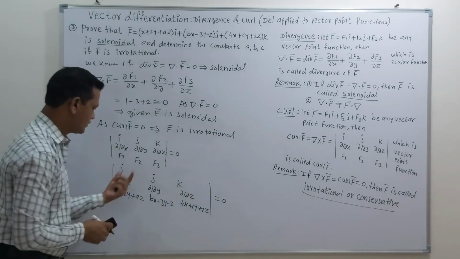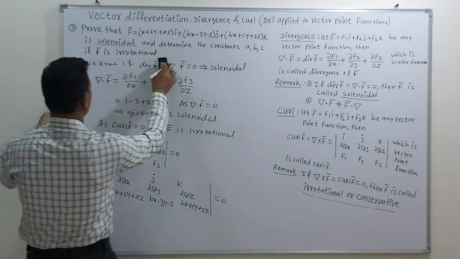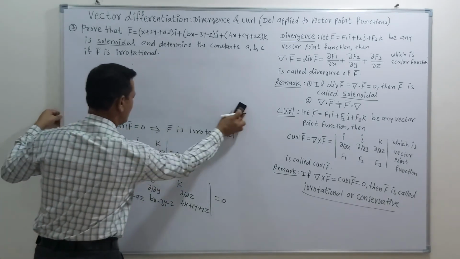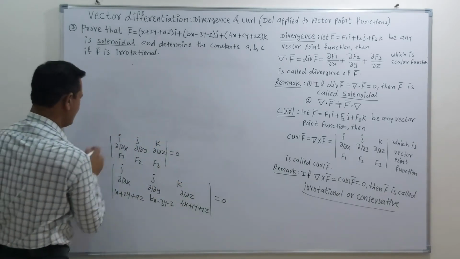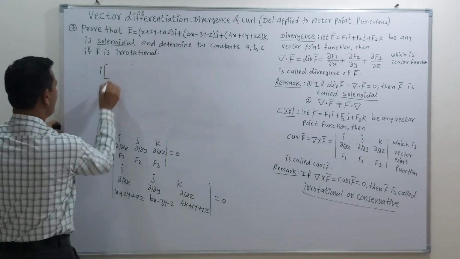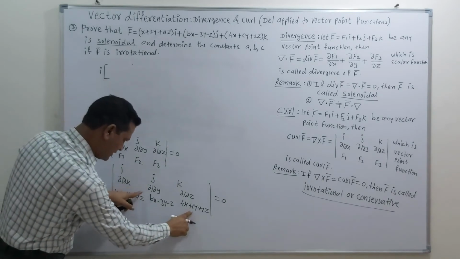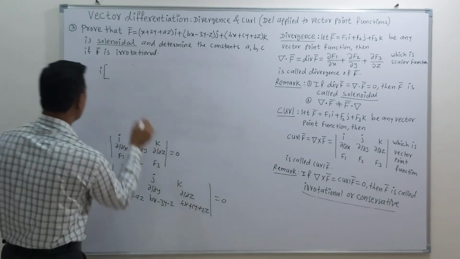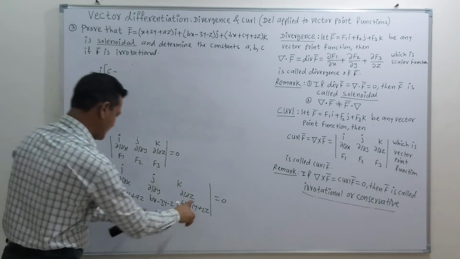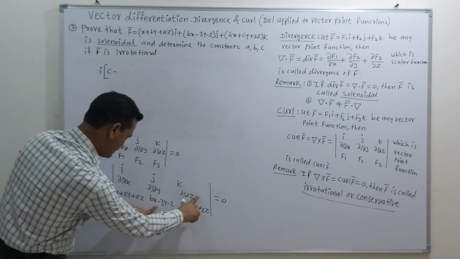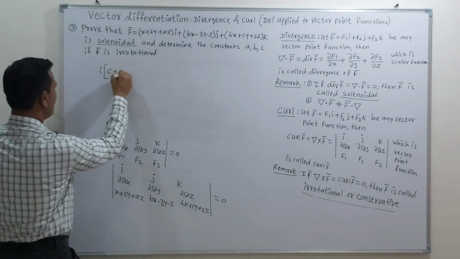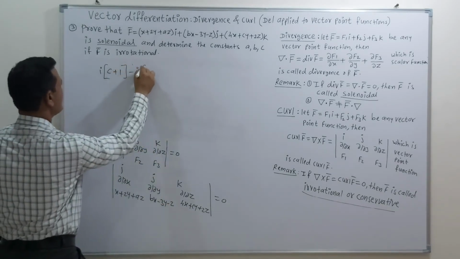Now our aim is to solve this determinant and find the values of the constants a, b and c. So friends, if we try to solve this determinant, then we get this as i. Take the partial derivative of this term with respect to y, which is c, minus the derivative of this term with respect to z, which is -1. So this -1 becomes +1, minus j.